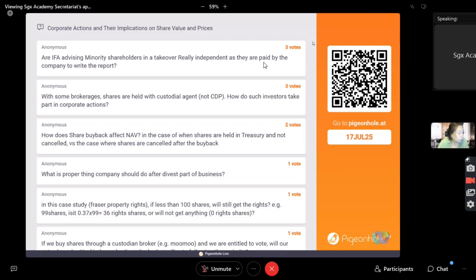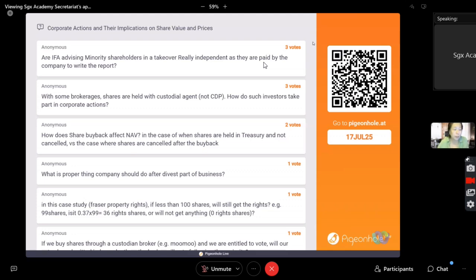Okay. In a case study, if less than 100 shares, will you still get rights? Example 99. In the case study, they did say that there is a rounding. It says here, fractional entitlements to be disregarded. So like point something share, then forget it. But when it comes to one share, you can still get it, but you cannot get 0.5 shares. You can only get one share. So with 36 shares, you can still get 36 shares.